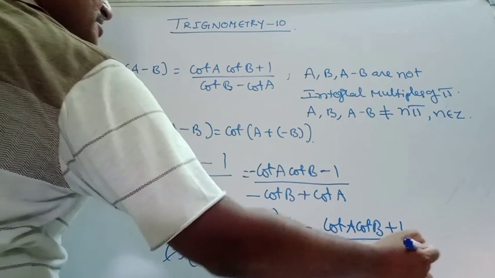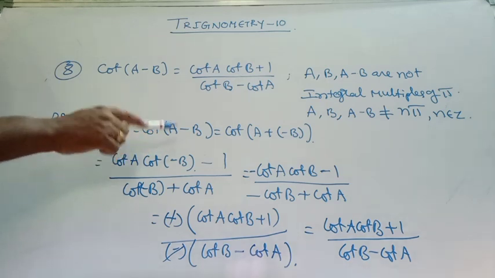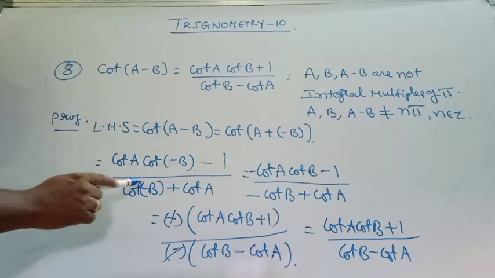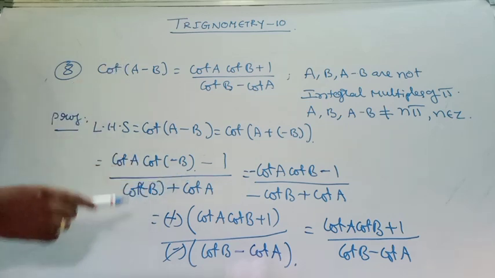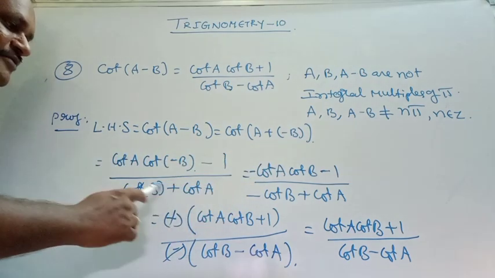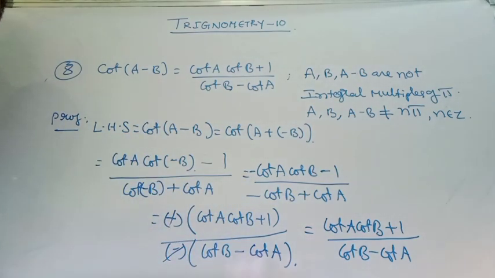Okay, it is very simple, my dear students. How we did it: cot of A minus B, we wrote as cot of A plus of minus B. This becomes cot A cot of minus B minus 1 by, because you applied this in the cot A plus B formula, and this is cot of minus B plus cot A. You know, cot of minus B becomes minus cot B. We have written this and we have got it like this, and we took the minus sign common and simplified. We have got this nice elegant formula.